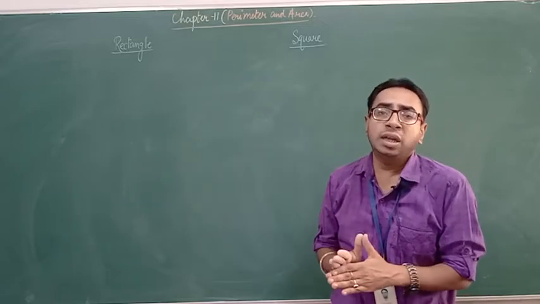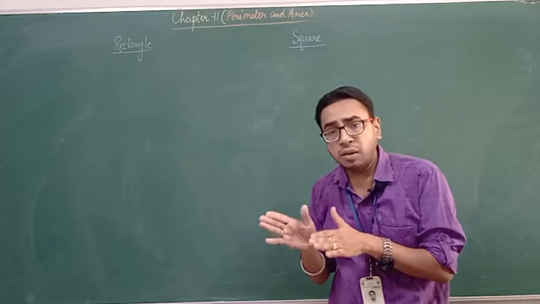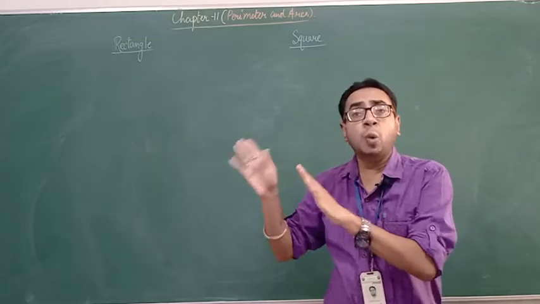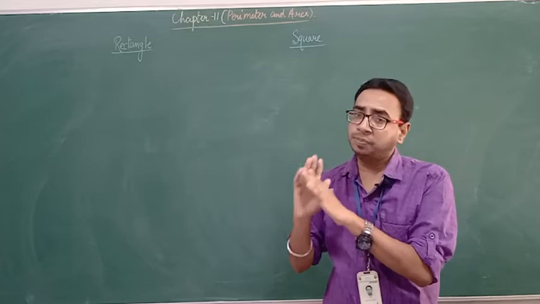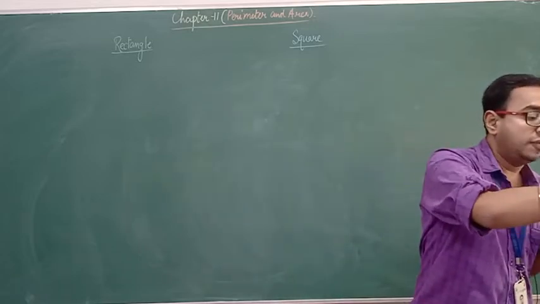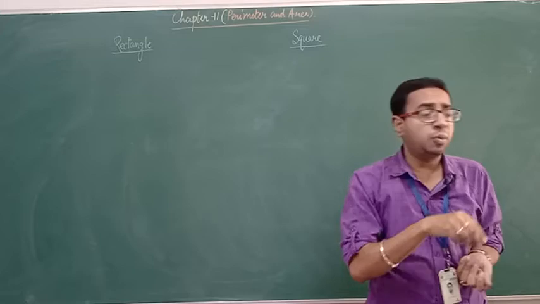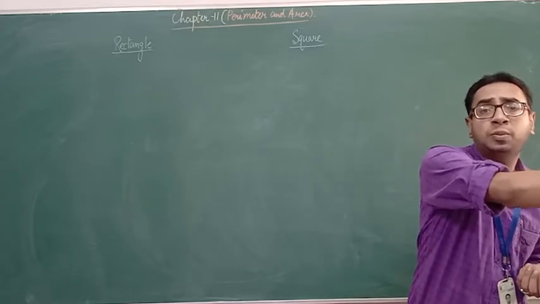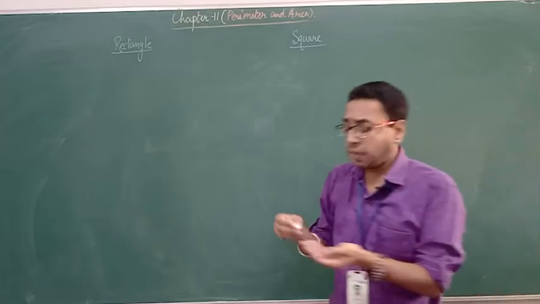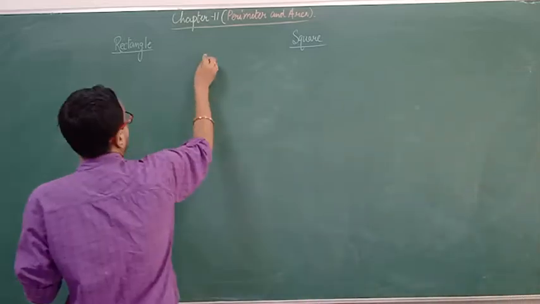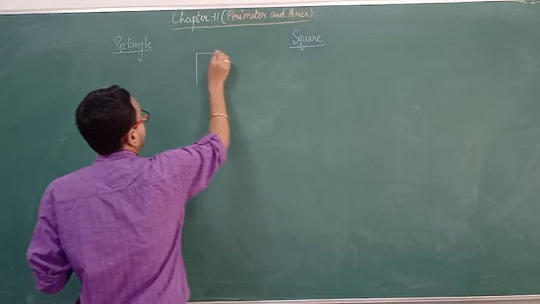What is the formula for the perimeter of a rectangle, the perimeter of a square, the area of a rectangle, the area of a square, and how to find the diagonal? Let's see. First, it is very important that we have already studied the properties of rectangle and square. Let's find their areas and perimeters using the formulas.